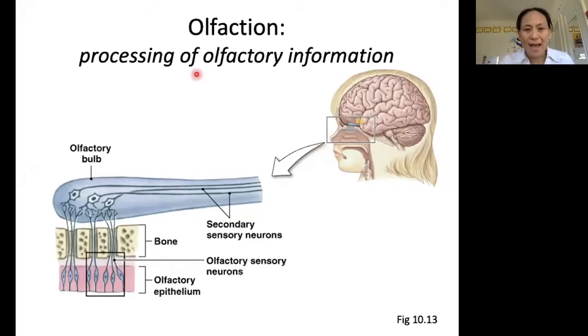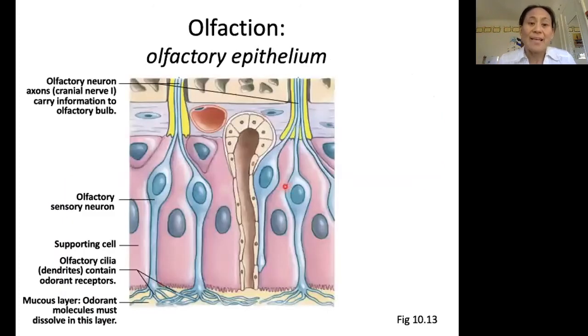Smell occurs at the top of our nasal cavity here. At the top of our nasal cavity, we have a structure called the olfactory epithelium. And that is the structure where the initial detection of odorant molecules, or the molecules that we're smelling, occurs. Okay, let's take a closer look at the olfactory epithelium.